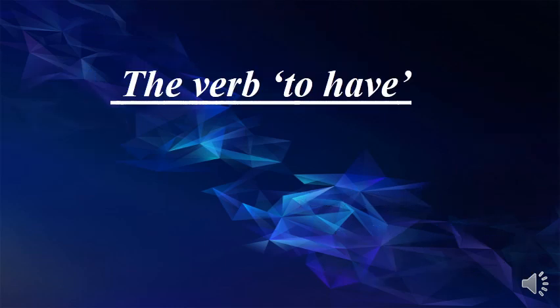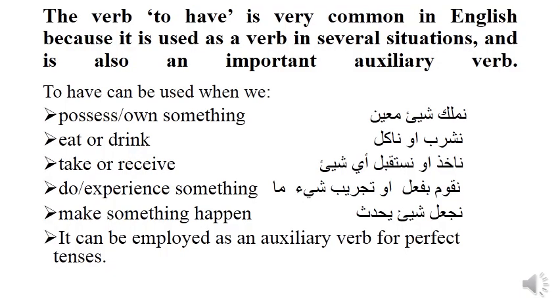the verb to have. The verb to have is very common in English because it's generally used as a verb in different situations as well as an important auxiliary verb. Now we move to speak about its main uses.